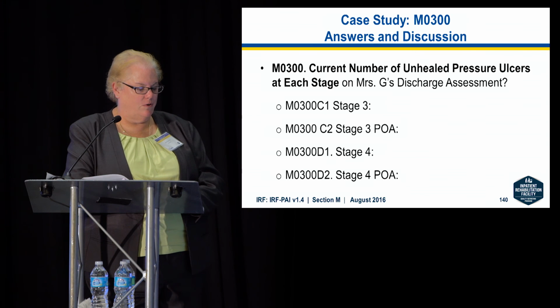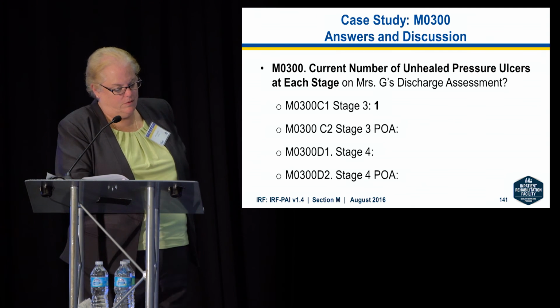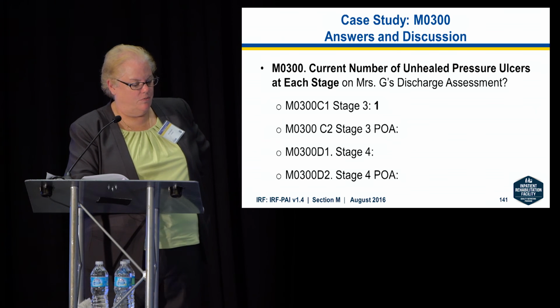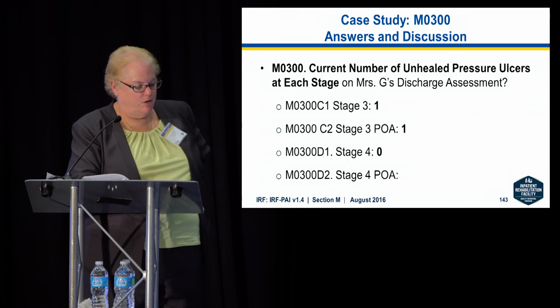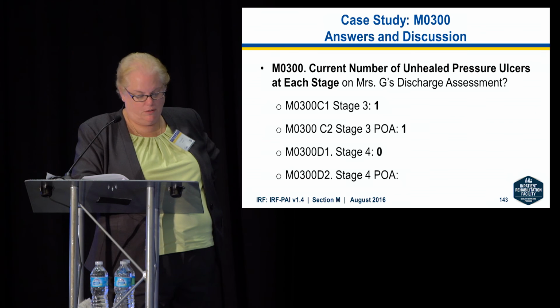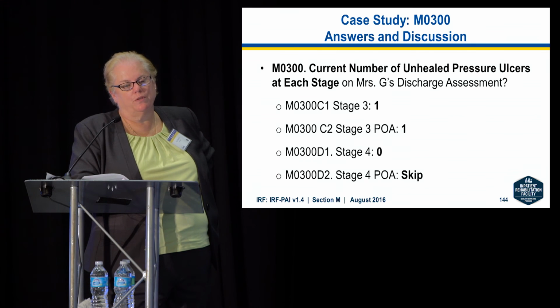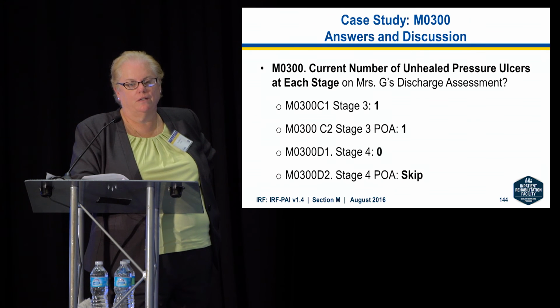Okay. Current number of unhealed pressure ulcers at each stage. M0300C1, stage 3. This is a discharge assessment. Okay. M0300C2, stage 3, present upon admission? 1. Okay. How about D1, stage 4? Okay. M0300D2, stage 4, present upon admission? Skip. Remember these skip patterns? I wouldn't worry too much about the skip. We put the skips in, but again, if it's computerized.